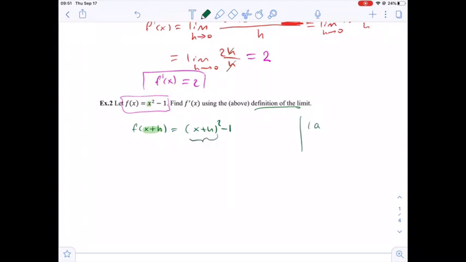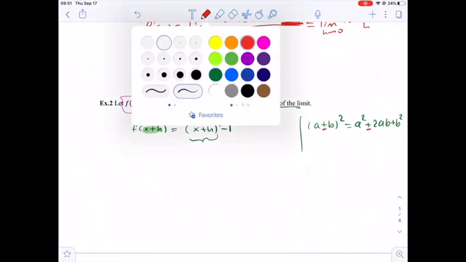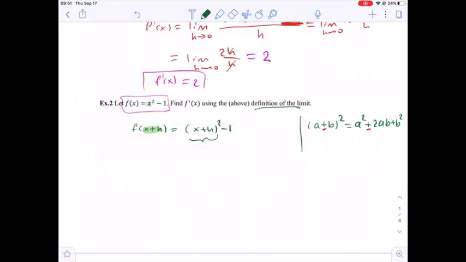So if you have (a plus b) squared, this is a squared plus 2ab plus b squared. And if the sign is negative here, this sign is negative. And the other sign for b squared, it's still positive. So you need to remember this. Now we apply it here.